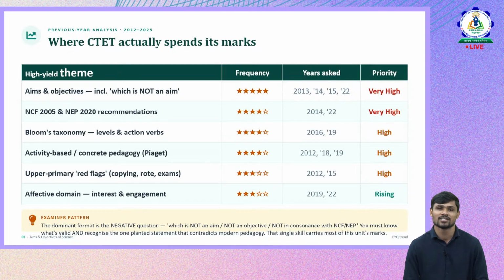Then activity based, child centered pedagogy, for example, comes under methods of teaching science. So methods of teaching science at different levels is also given emphasis. Then upper primary red flags. These are the different major areas where questions can come under this topic.